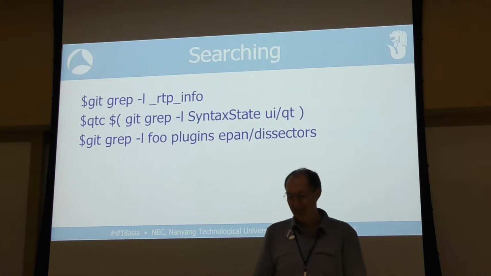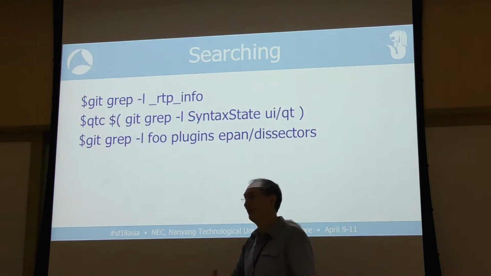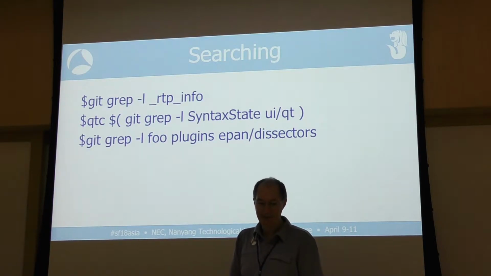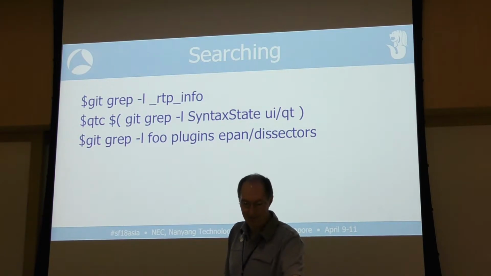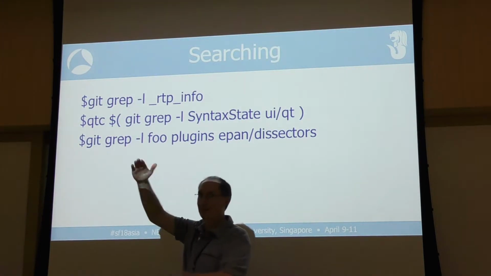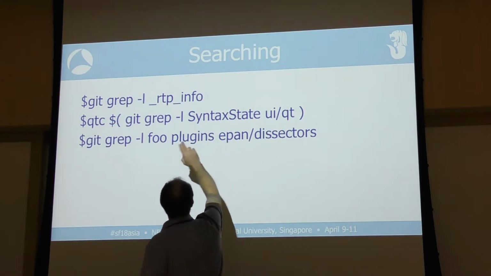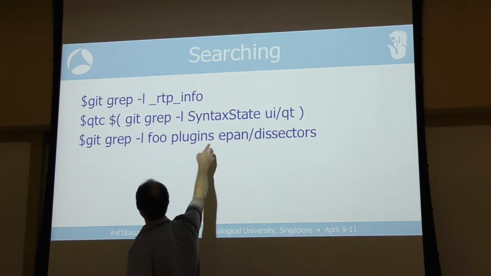I use git grep a lot. That's my go-to tool, because I know that since I'm checking stuff out using git, that's going to be present on whatever machine I'm using. There are a lot of different things that you can pass to git grep, but in this example, if I do a git grep -l, which lists the files that it matches, for _rtp_info, I can get a list of those files.